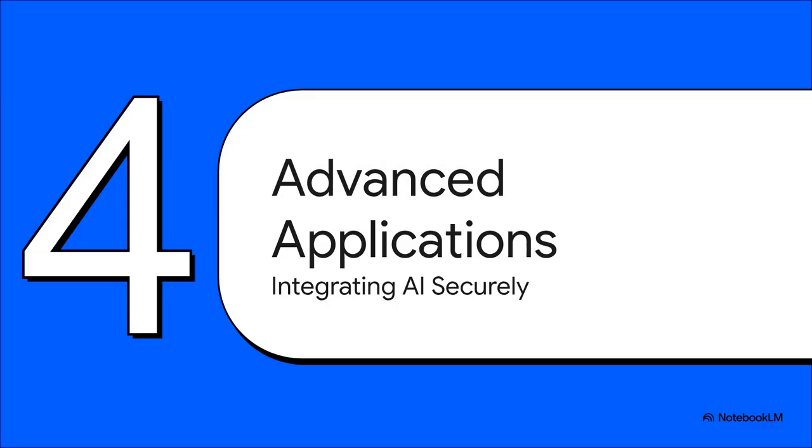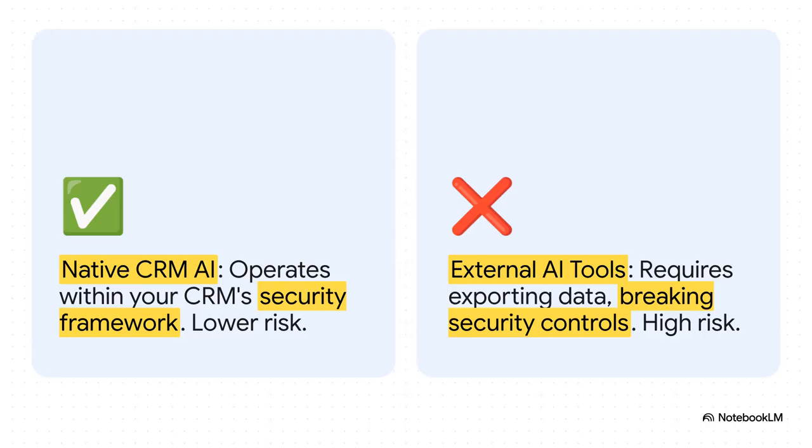From there, we leveled up to explore some more advanced applications, focusing on 2 really important areas: your CRM and those high-stakes conversations, like handling objections. And here, you learned a really critical difference: using the secure native AI features built right inside your CRM versus the extremely high-risk practice of exporting that data to some external AI tool. One works within your security framework. The other one just breaks it wide open.